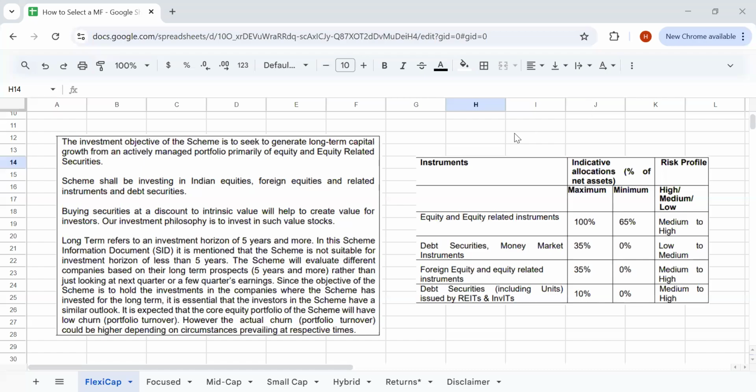How to select a mutual fund? People usually look at average returns and probably some look at the rolling returns. But there are many important details which an investor should actually look at.